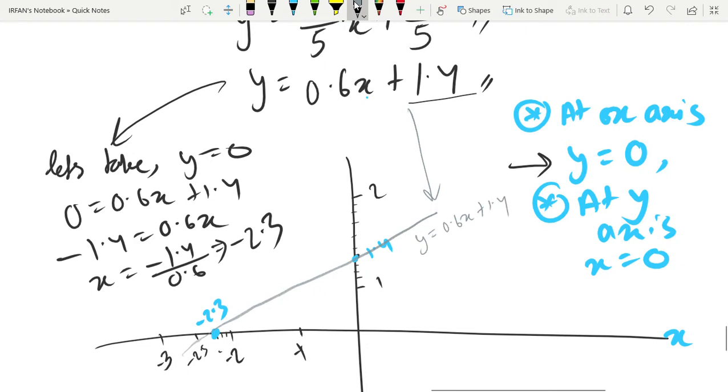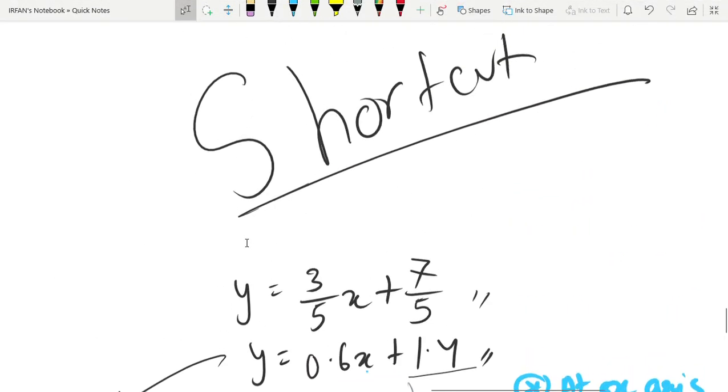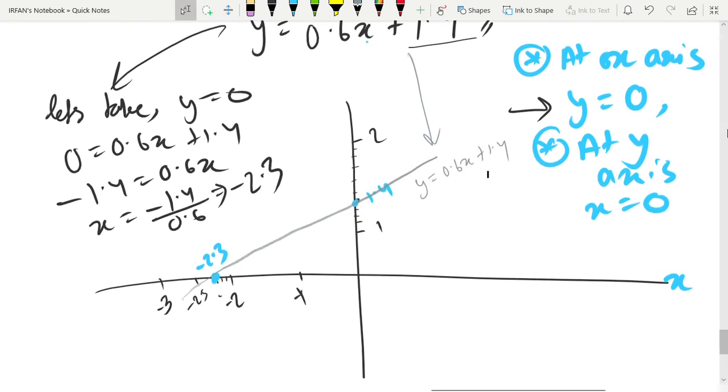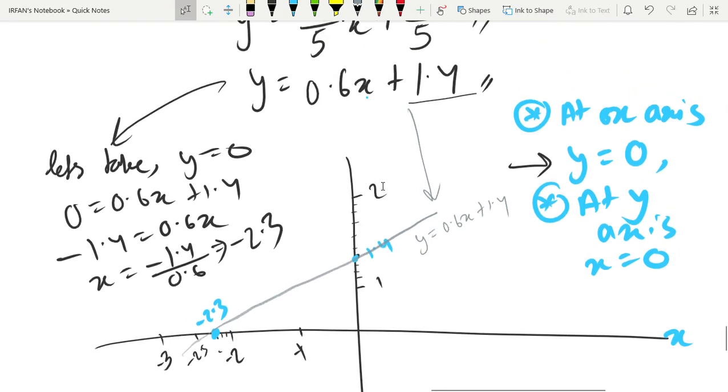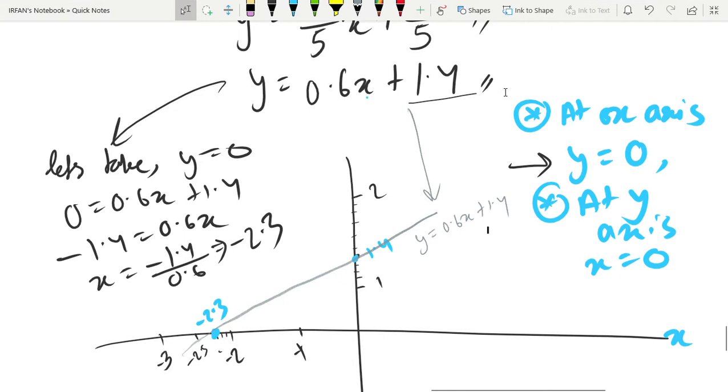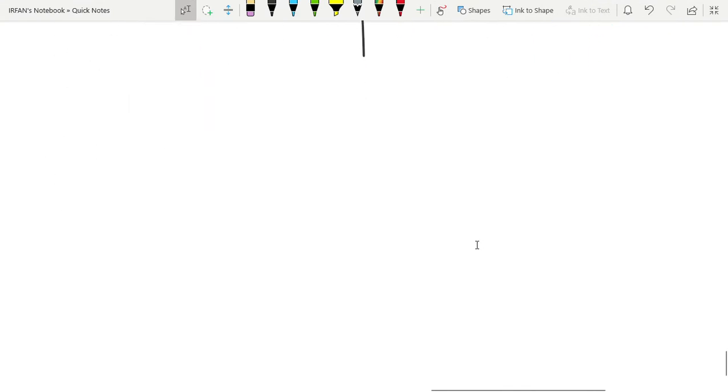So if you want to use the old traditional method like this, you will see that you will get the same graph. So what's the benefit of this one is, you just find the x-intercept and y-intercept and just draw a straight line through it. That's done. That's how it works. So let me give you another example.